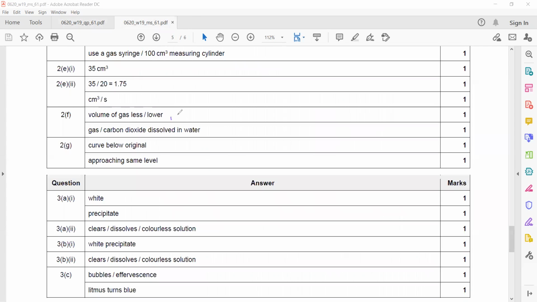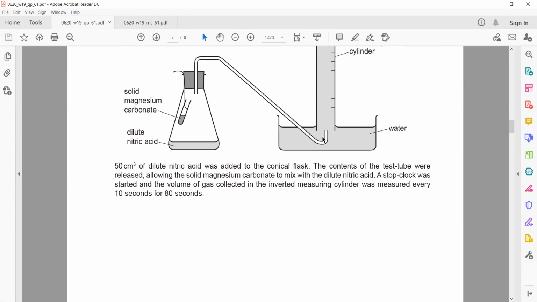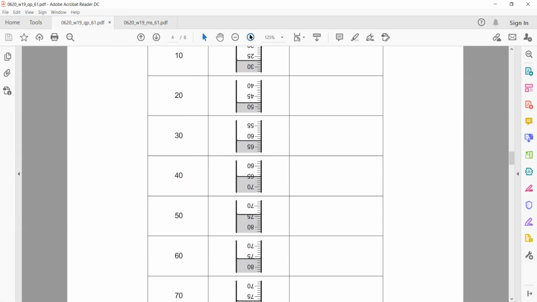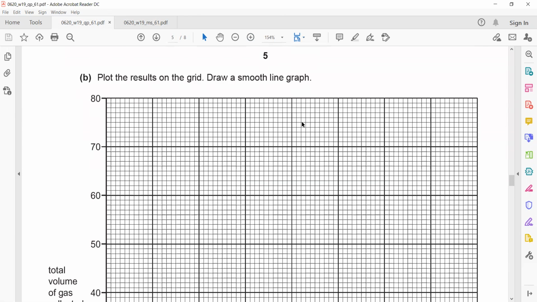So the volume of the gas will be lower. Why is it lower? Because the carbon dioxide gas will be there. Carbonate is reacting with acid, so it dissolves in water. That's why we are not getting the same volume of the gas which the student predicted.